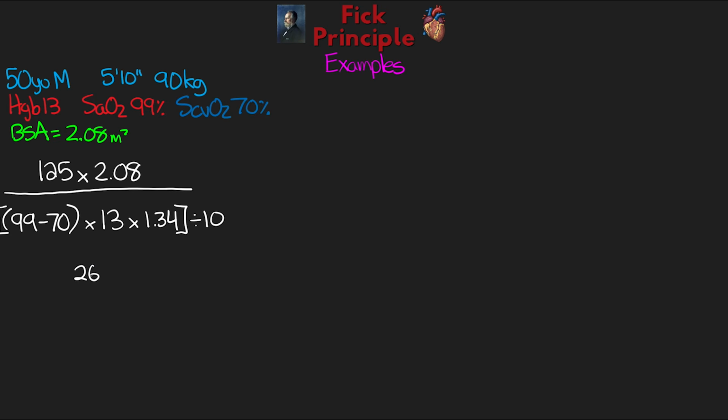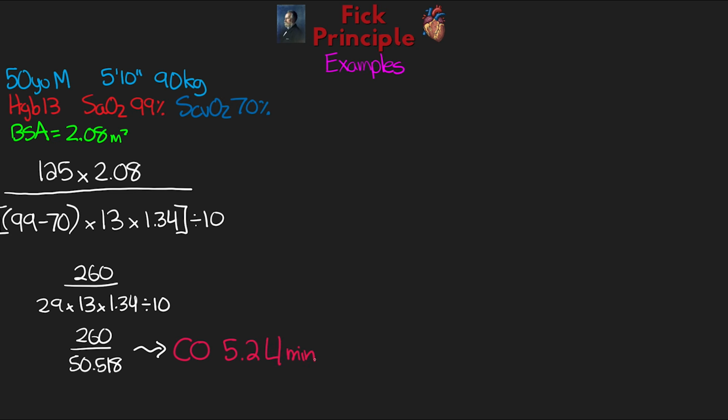So here we get 260 on the top, divided by the difference here, 29 times 13 times 1.34 divided by 10. If we solve for the bottom, we get 260 divided by 50.518, which then, doing the math here, gives us a cardiac output of 5.2 liters per minute. Simple enough, right? All right, let's do another example.